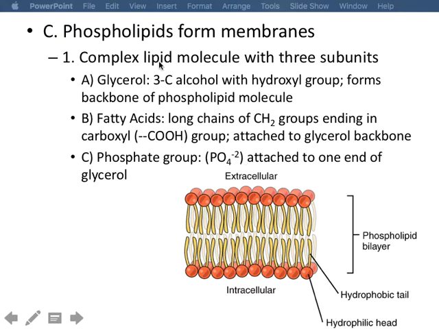So phospholipids are made up of 3 parts: glycerol, fatty acid, and a phosphate group. Fatty acids give it its nonpolar hydrophobic properties. The phosphate gives it that polar hydrophilic property.